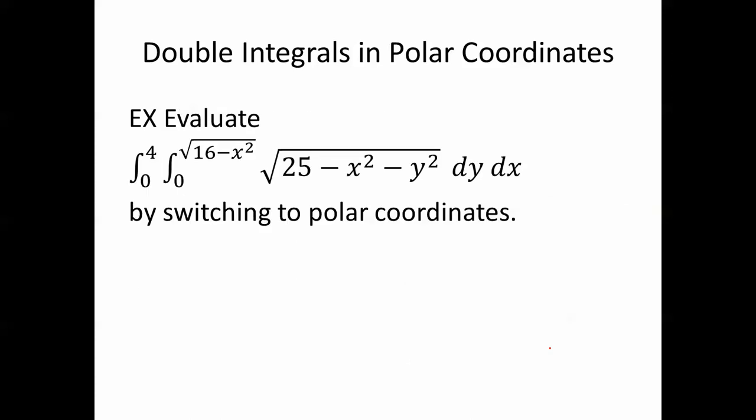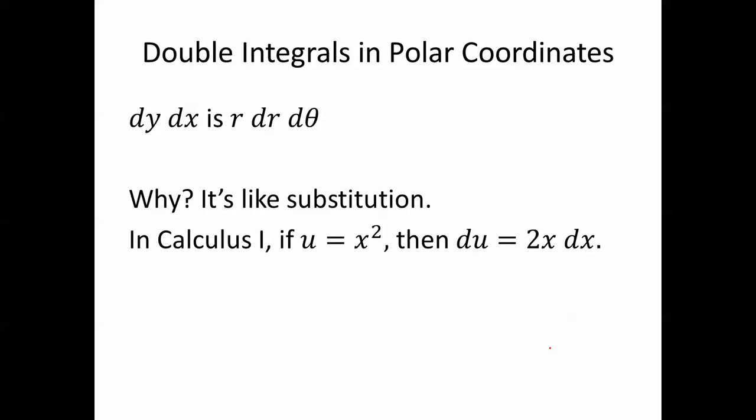Okay, let's evaluate the integral from 0 to 4, 0 to square root of 16 minus x squared, of the square root of 25 minus x squared minus y squared dy dx by switching to polar coordinates. dy dx is r dr d theta. Why? Where does the r come from?